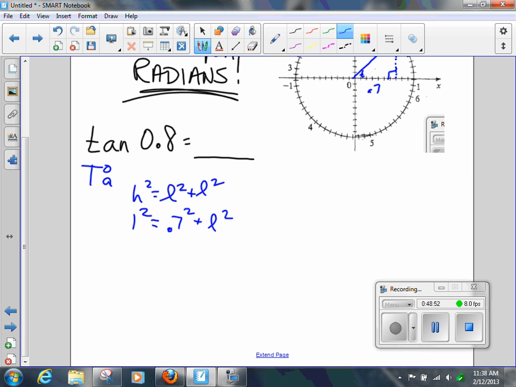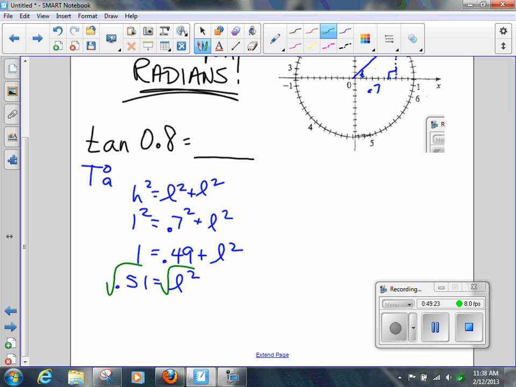TMI, gentlemen. Sorry. 1 squared is 1. What's 0.7 squared? Use your calculator. Is it 0.49? Okay. 0.49. Subtract 0.49 from 1, and you should get 0.51. Take the square root of it. Now, let me tell you something. Do not round. Do not round this.